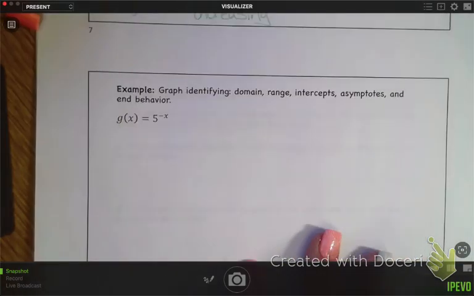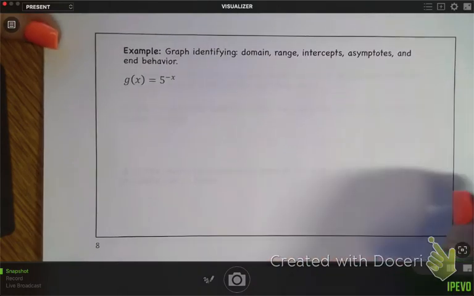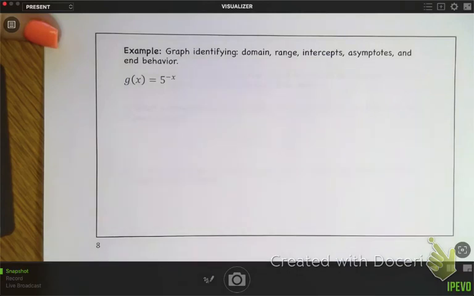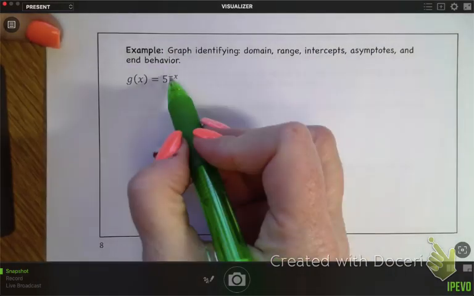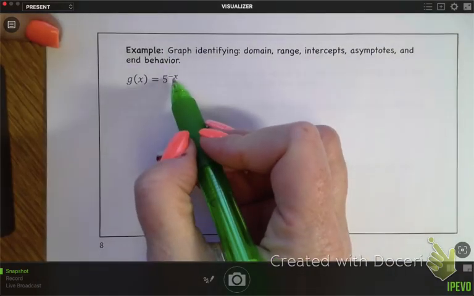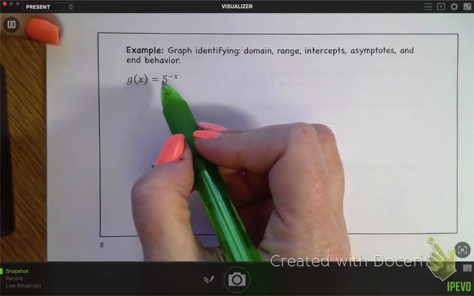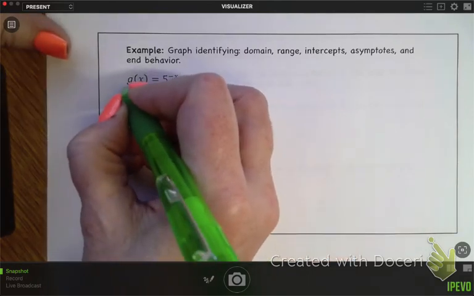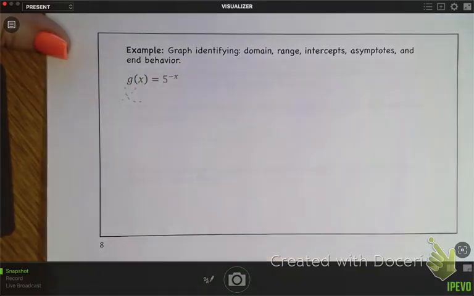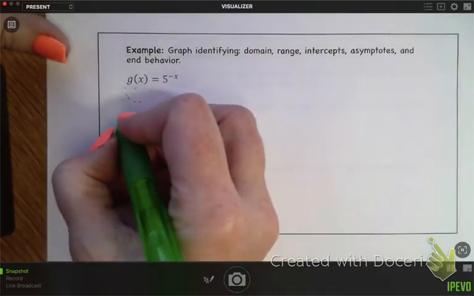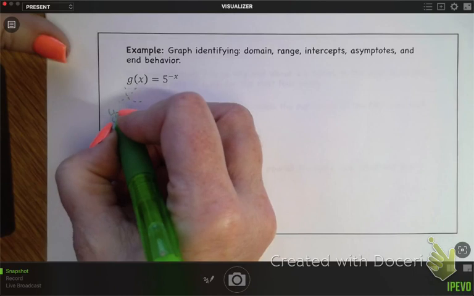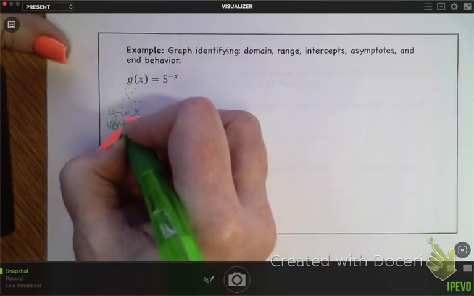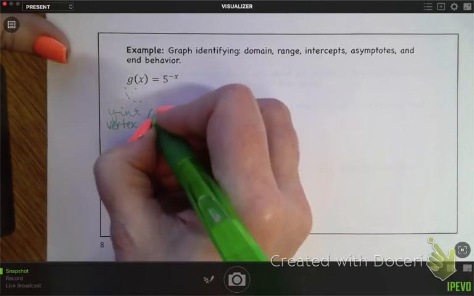Okay, so our last thing here. The last thing I've got here is I have a negative x. So that's tied to the x, so it's not a reflection over the x-axis anymore, it's a reflection over the y-axis. So instead of going up here, it's going to go down here. So my y-intercept is not changing. I am not moving this left or right. It's my y-intercept, it's my vertex. Same thing here is 0, 1.